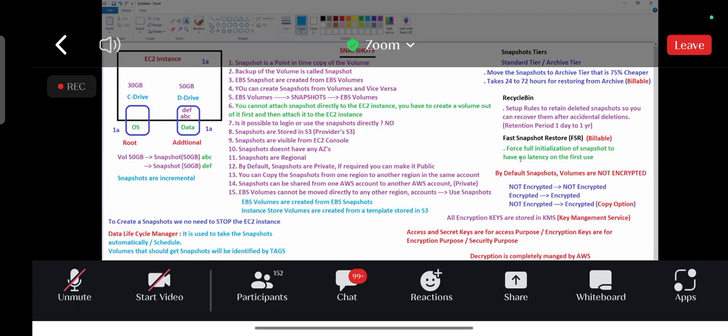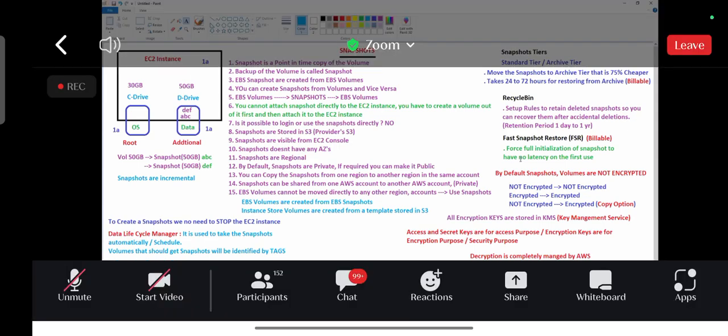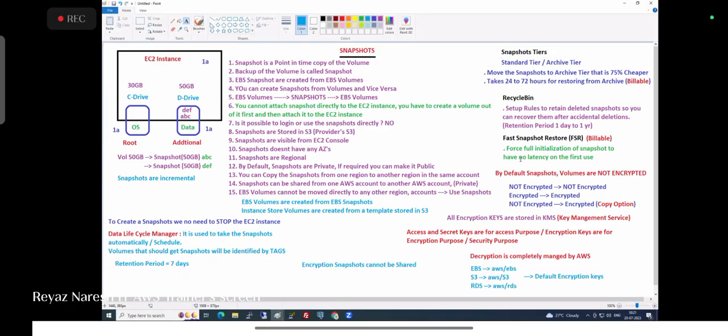FSR, fast snapshot restore. Just so if you want to immediately use it, because let's say you have a snapshot of 500 GB and you want to create a volume out of it, which will take time because it is 500 GB, right? It will take time to get optimized by itself. So for that, you no need to wait. If you enable FSR, you no need to wait. Immediately you can use the volume in full performance without any latency. That is FSR.